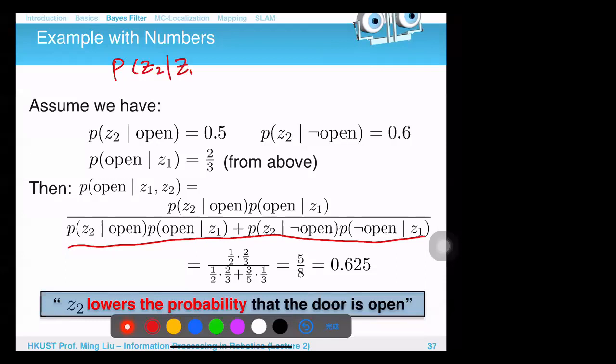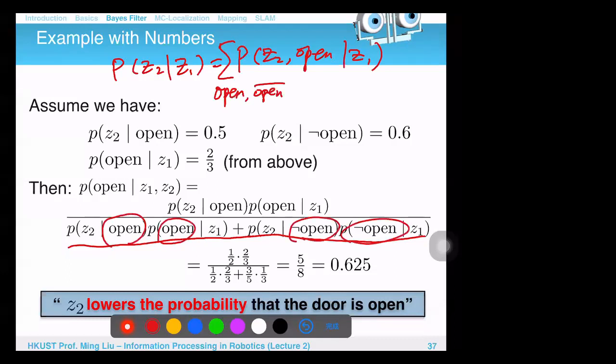Given Z1 is nothing else than the P(Z2 | open, Z1), but we need to sum over all the possible states of the door. That means you have the case of open, and you have the case of not open. Consider both cases, you have these equations, and that serves as background knowledge.